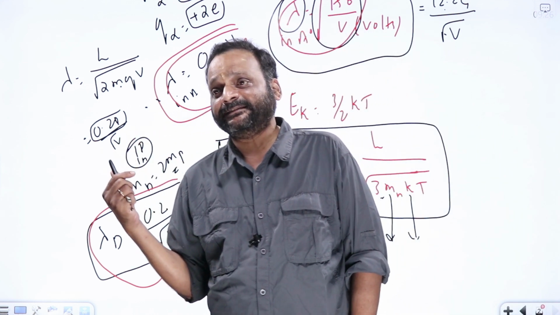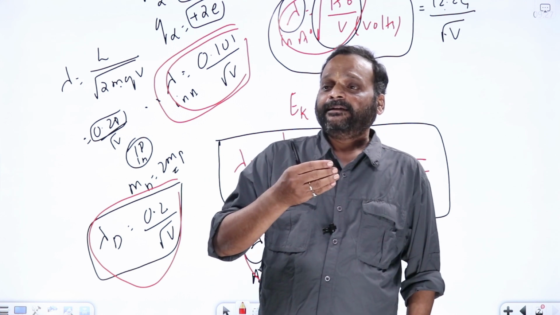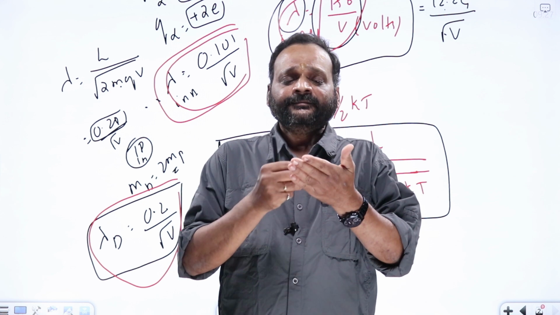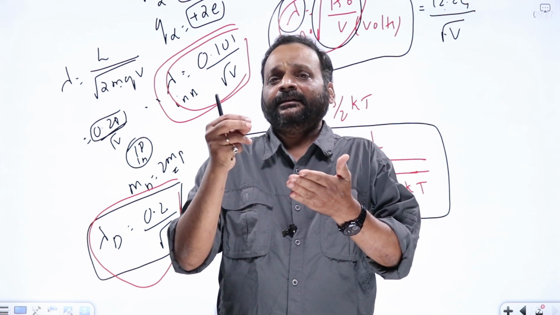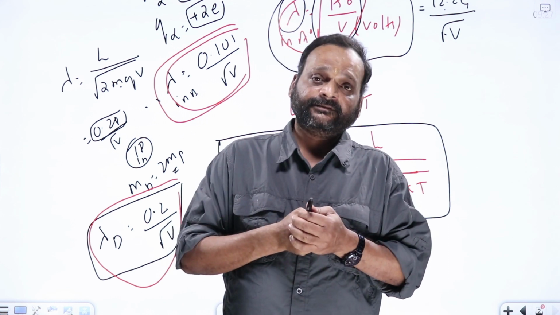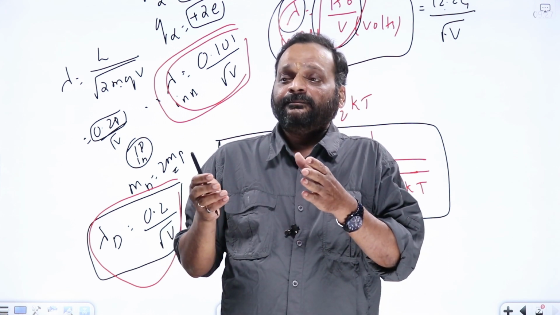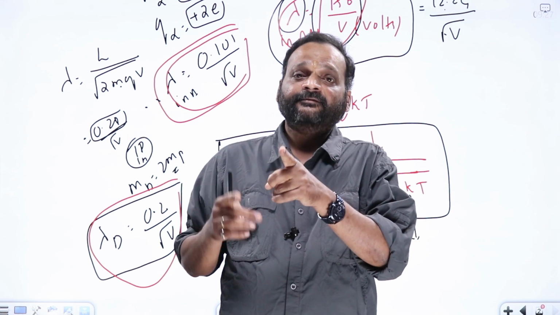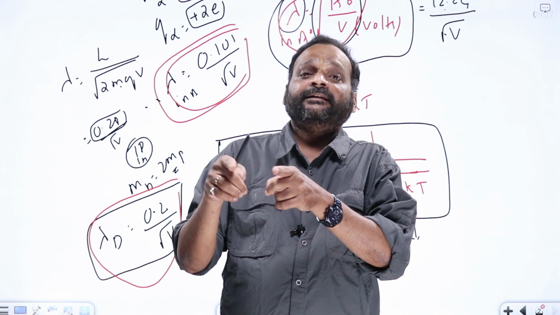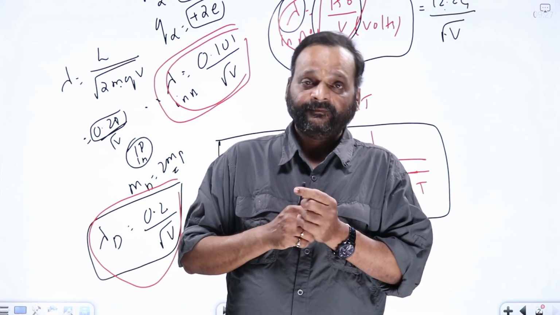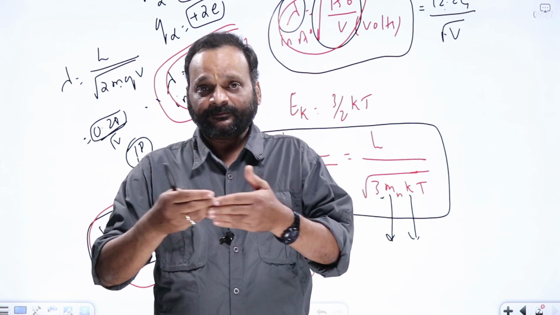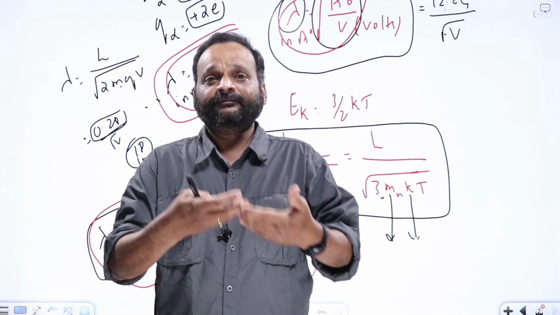And how do you expect questions at graduation level in MSc physics entrances? Okay, questions will come: a proton and an alpha particle are accelerated through the same potential difference, find the ratio of their de Broglie wavelengths. Or two particles, a deuteron and an alpha particle, have the same de Broglie wavelength. Find the ratio of their accelerating potential differences. Questions will come this way, right? We'll see some problems based on this in the next video.